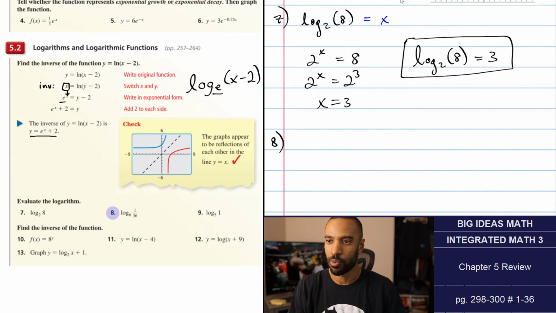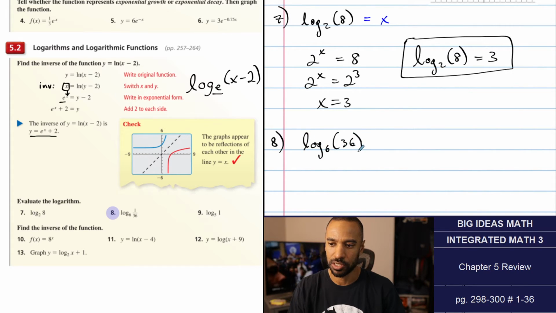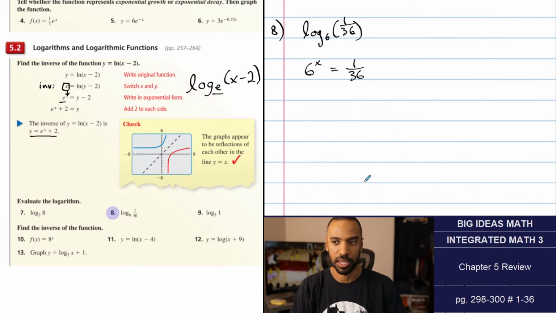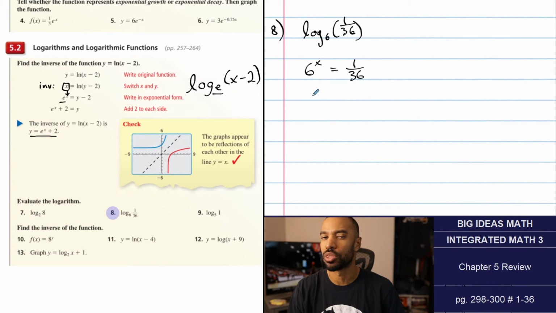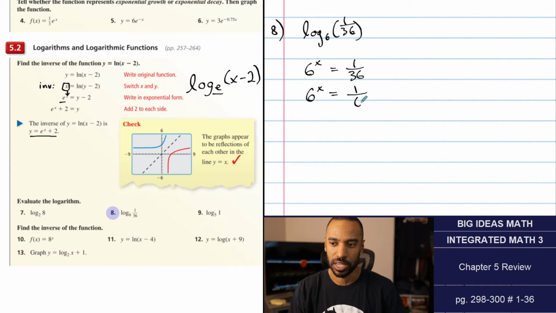Asking ourselves the same question as we just did on this last one. Log base 6 of 1 over 36 asks: 6 to what power is 1 over 36? A little bit trickier of a question because that is a fraction answer. Let's start with 6 to what power is 36? That's 2, right? So that's 1 over 6 squared.